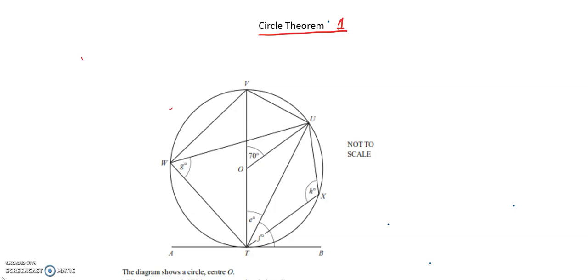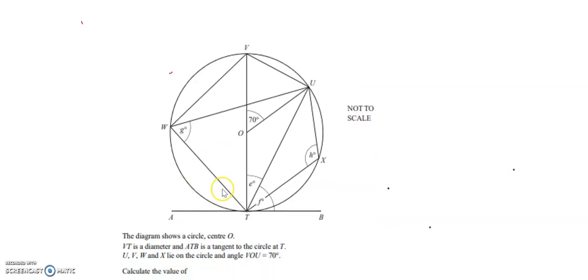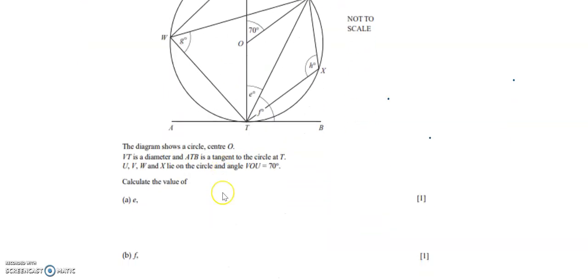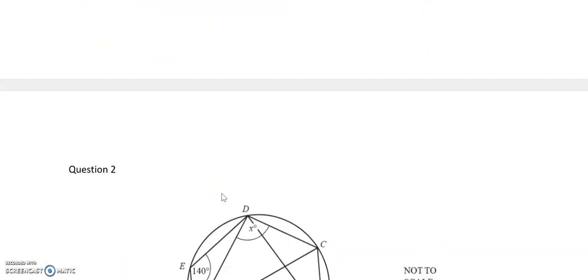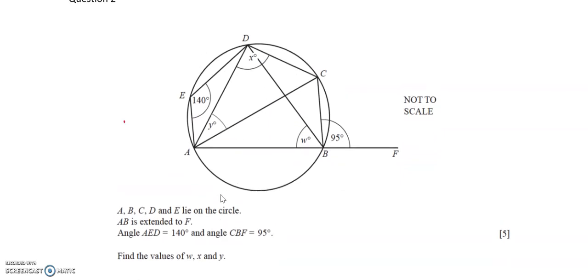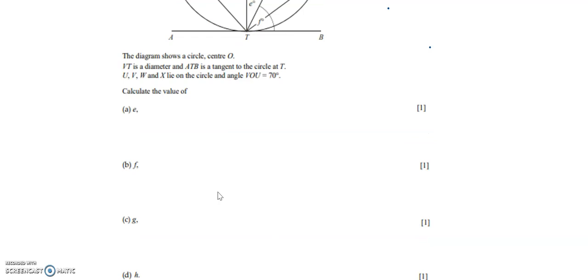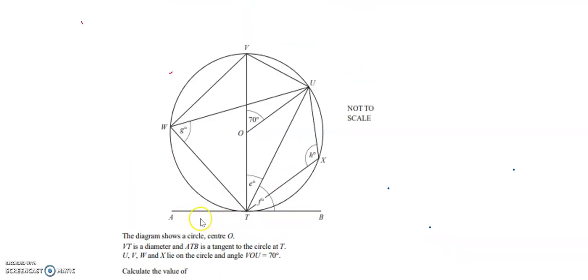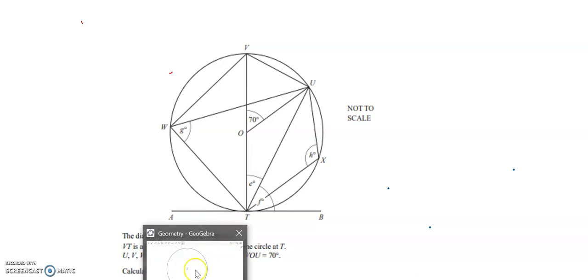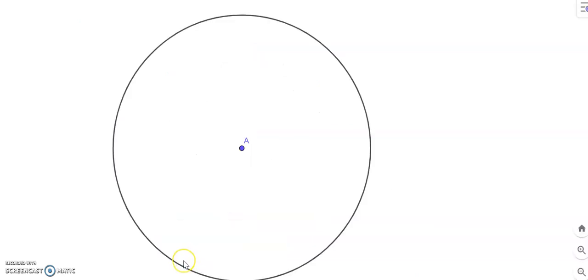Now, today we are going to deal with the circle theorem, and I'm going to be very brief on how to handle this problem in circle theorem. So I'll try to handle question one, and then I'll leave question two for you to handle. Now, I'm going to use technology to handle this particular problem. So let's look at some of the properties in circle theorem, and I'm going to be very brief on them.